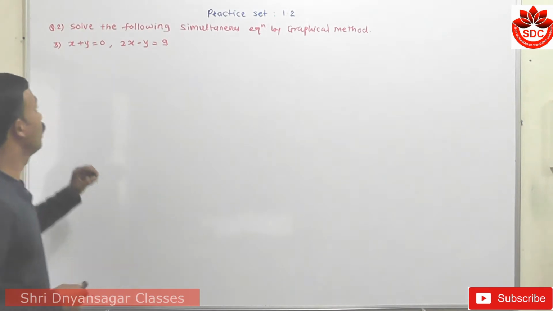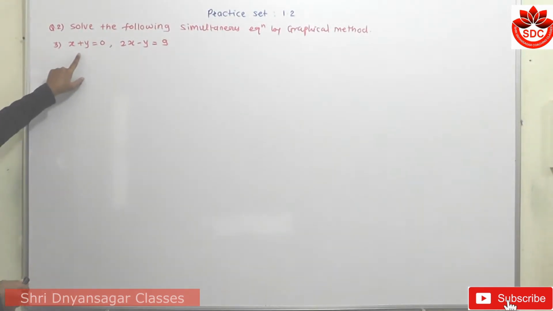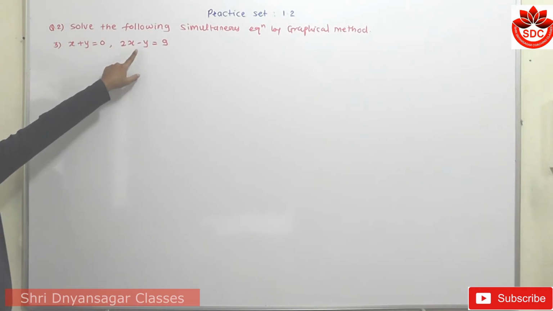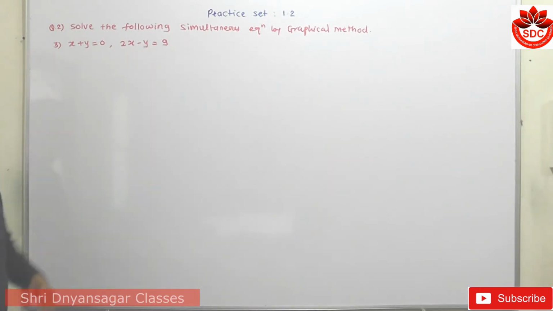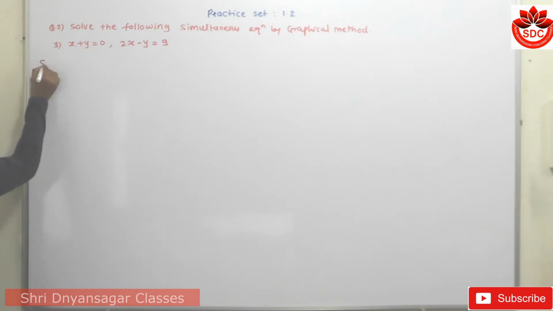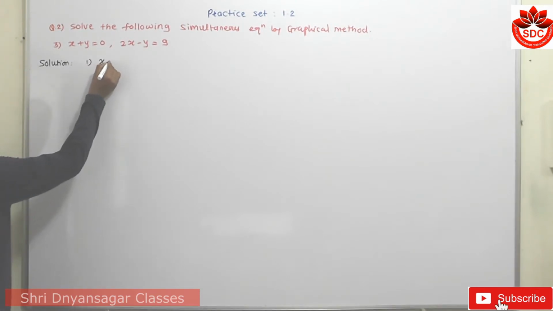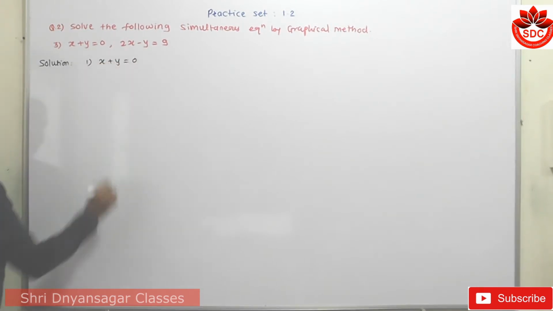Now look here. The question is x plus y is equal to 0 and the second one is 2x minus y is equal to 9. These are the two simultaneous equations. We solve these equations by using the graphical method. So the first solution of this question: the given equation is x plus y is equal to 0.